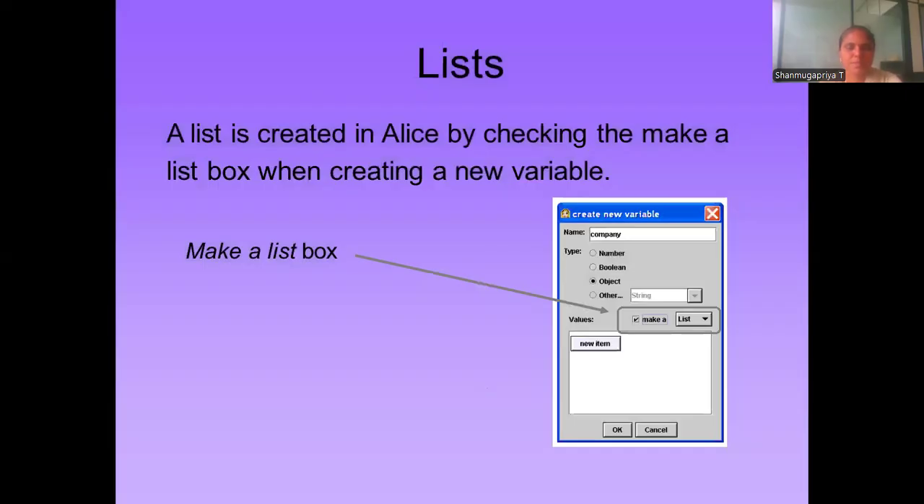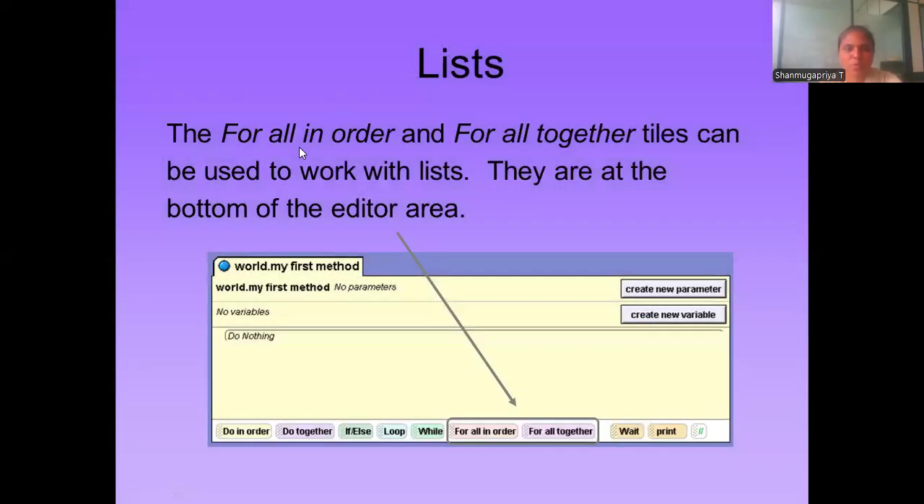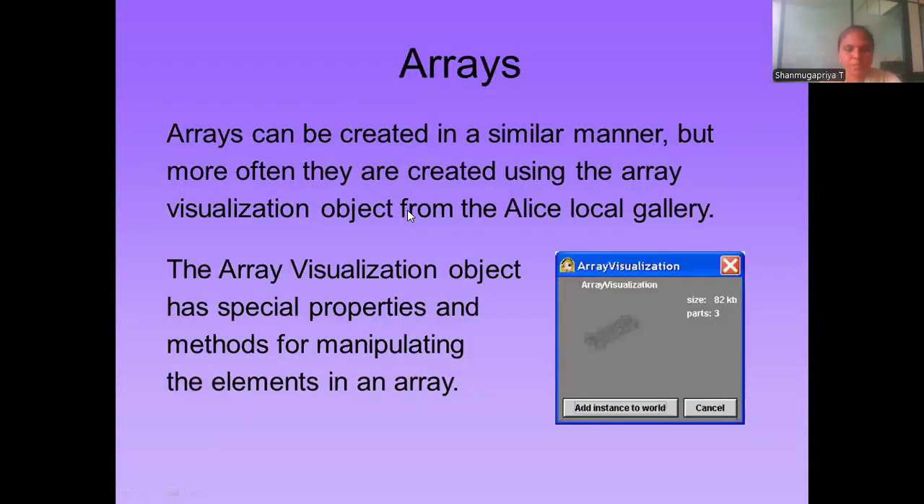A list is created in Alice by checking the make list box when creating a new variable. The for all in order and for all together tiles can be used to process the list. They are at the bottom of the editor area. Arrays can be created in a similar manner, but more often they are created using the array visualization object from the Alice local gallery. The array visualization object has special properties and methods for manipulating elements in an array.